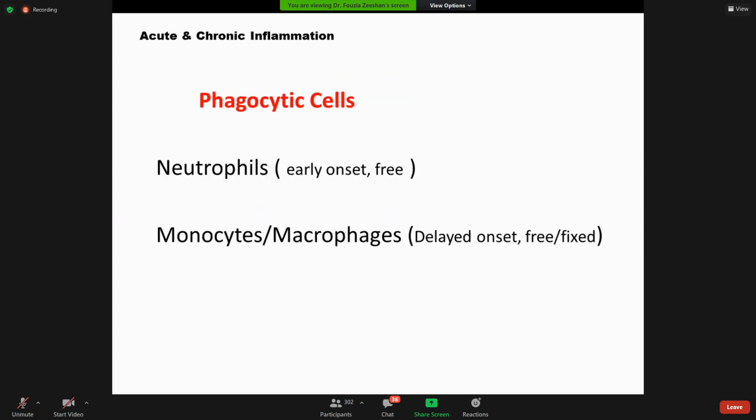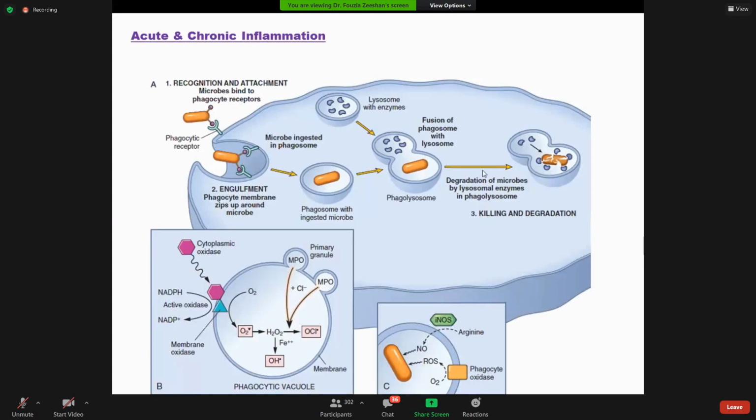Okay, I have just told you that the phagocytic cells are neutrophils, which are the early onset cells, and the monocytes and macrophages. Basically, monocytes are free living, and when they are fixed, they are converted into macrophages. So what happens first of all? This is the microbe. Kindly pay attention and understand this mechanism. It's very important. This is phagocytosis. The microbe is recognized by phagocytic receptors. The phagocytes, like macrophages, monocytes and the neutrophils, have receptors.